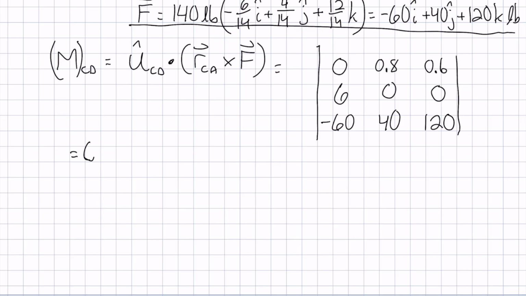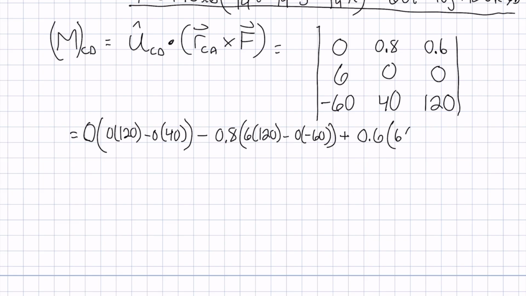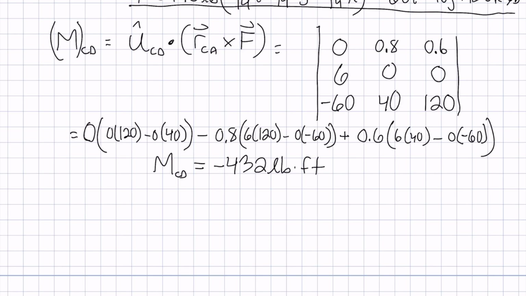So this is going to be 0 times 120, take away 0 times 40. The whole thing's going to be 0 anyways. Minus 0.8 times 6 times 120 minus 0 times negative 60. And then plus 0.6 times 6 times 40 minus 0 times negative 60. And when you add all this up, you get it to be minus 432 pound-feet.